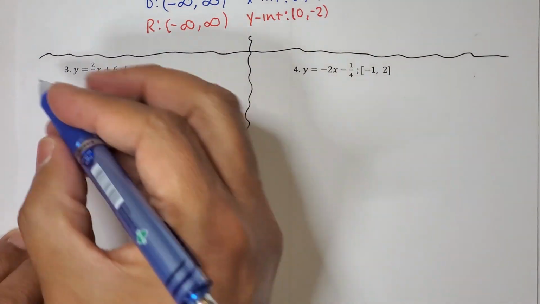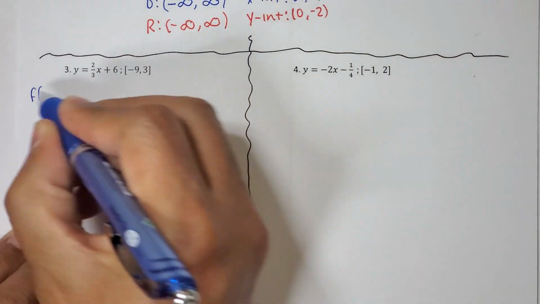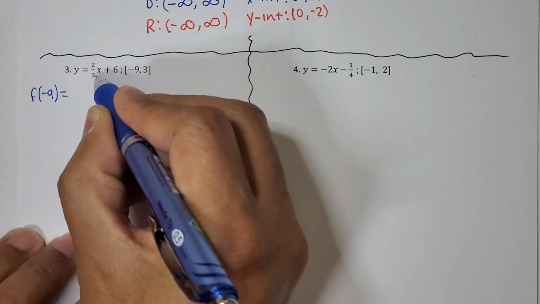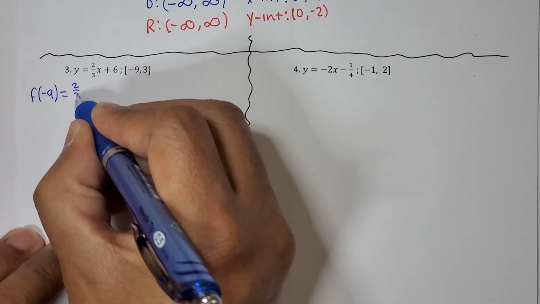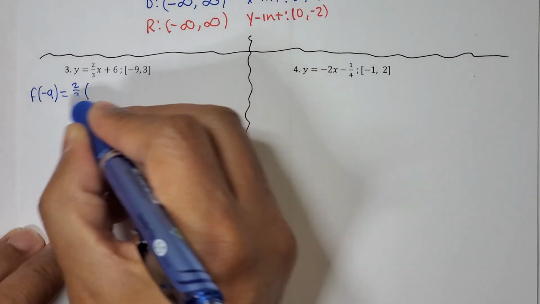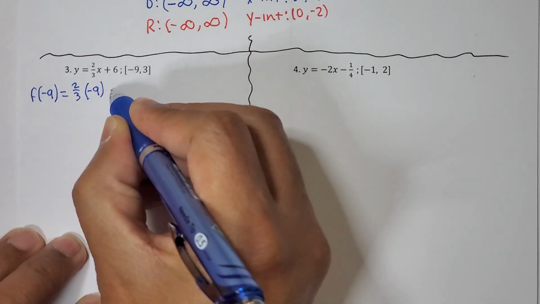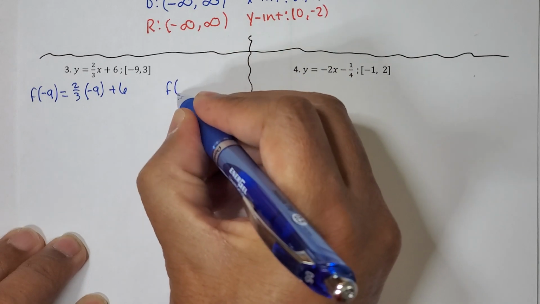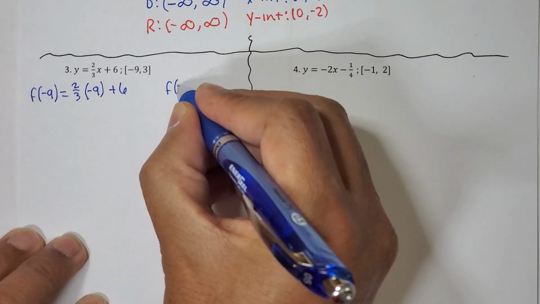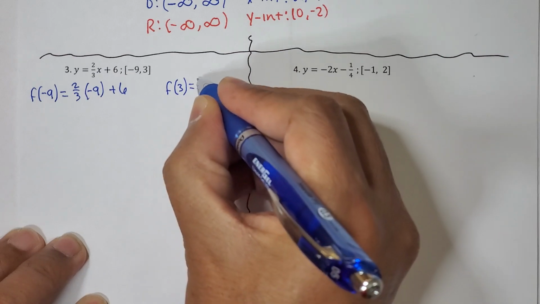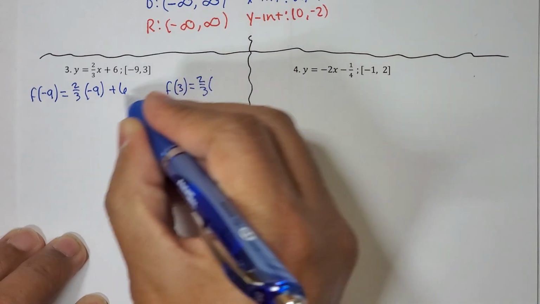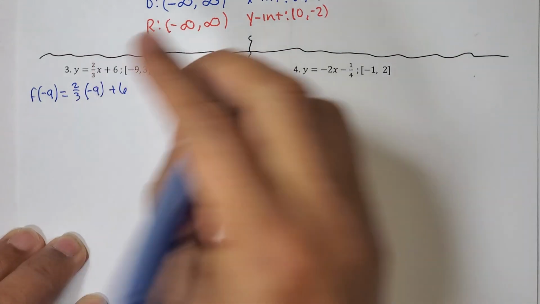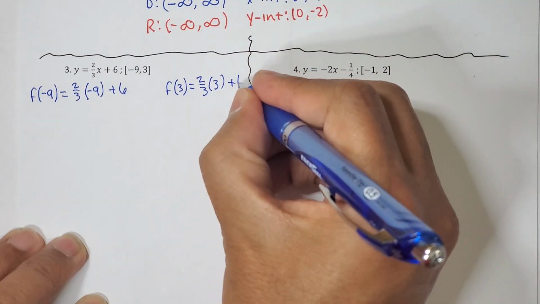So let's start with f of negative 9 in one column, and that's going to be equal to 2/3, and in the parentheses instead of x is going to be a negative 9 plus 6. And in this one, I'm going to do the other value on the domain, which is 3. So f of 3 equals 2/3, and instead of x, I'm going to have a 3 now inside of this parenthesis, and then I'm going to add 6.